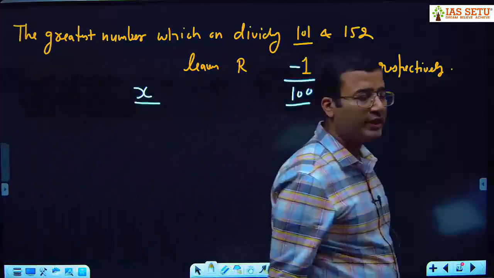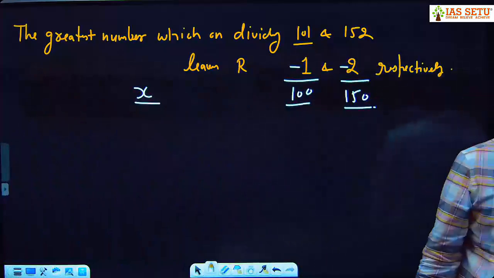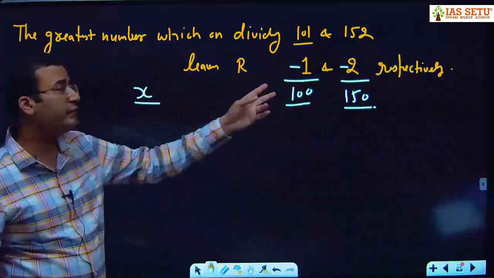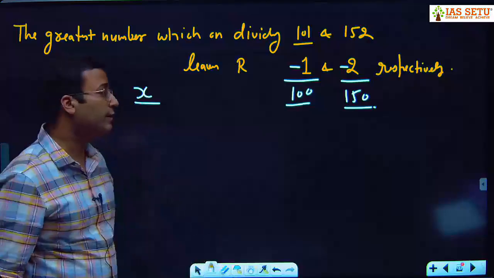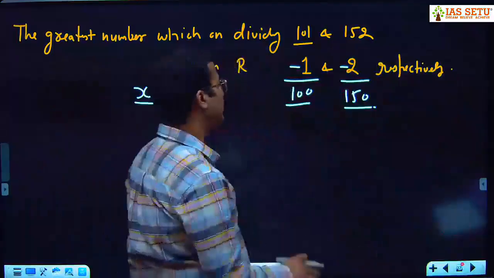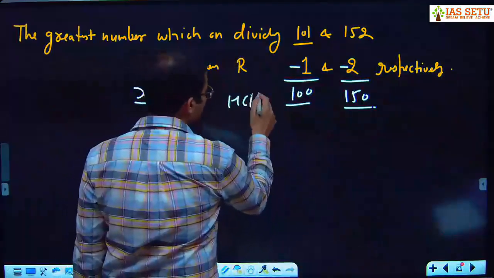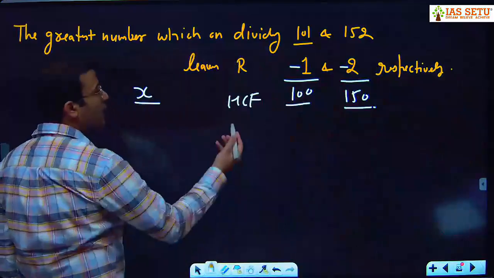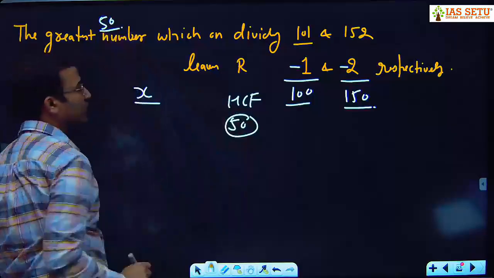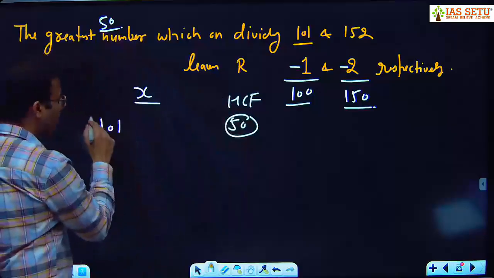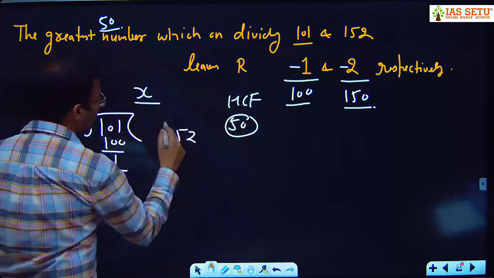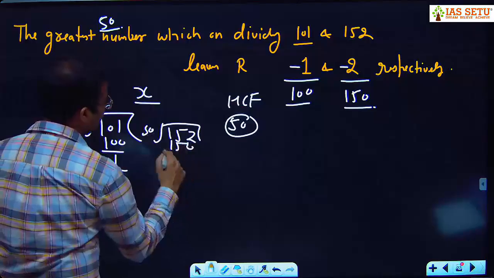Because the extra part has been removed. 101 gives remainder 1, we have subtracted. 152 gives remainder 2, we subtracted. So can we say 100 and 150 are now exactly divisible by x? Now this is your previous type. Then you find the HCF of 100 and 150. HCF of 100 and 150 is 50. So you can say the greatest number is 50, which on dividing 101 leaves remainder 1, and on dividing 152 leaves remainder 2.